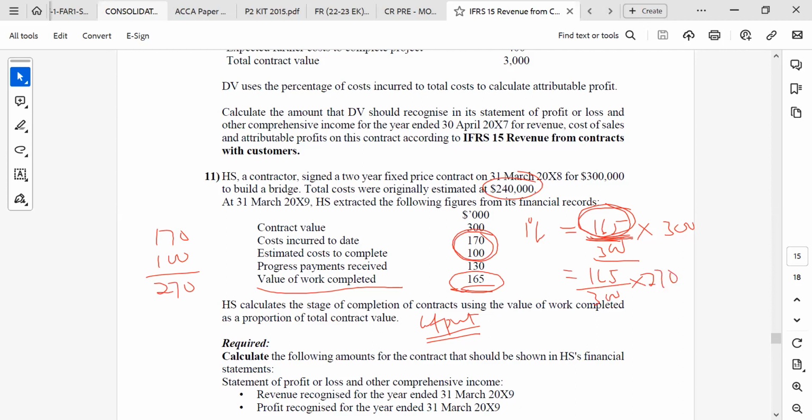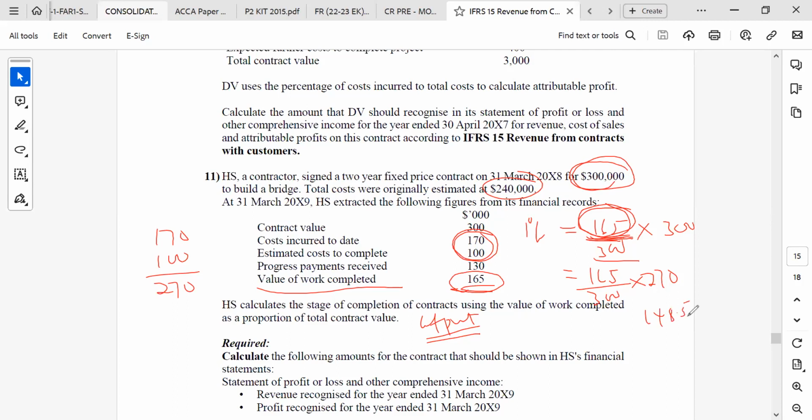That will give us the cost of sales. So we find the cost of sales relating to the revenue. The cost cannot be higher than the revenue, all things being equal, because this particular contract is going to give us profit. So what you do is you do your 165 divided by 300 times 270. What are we getting? I'm getting 148.5. So that will be the cost of sales.